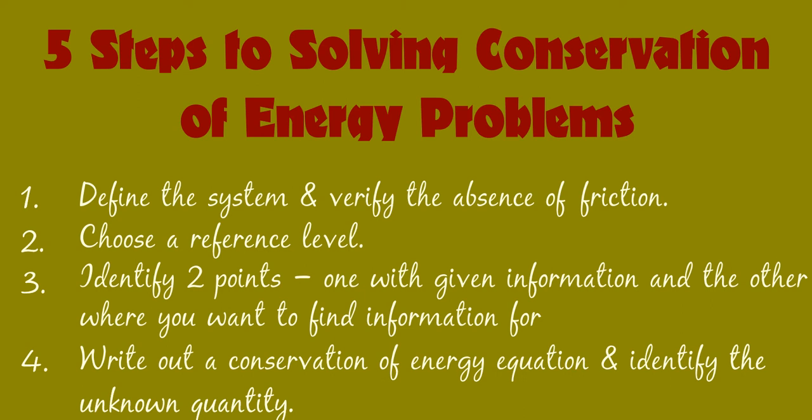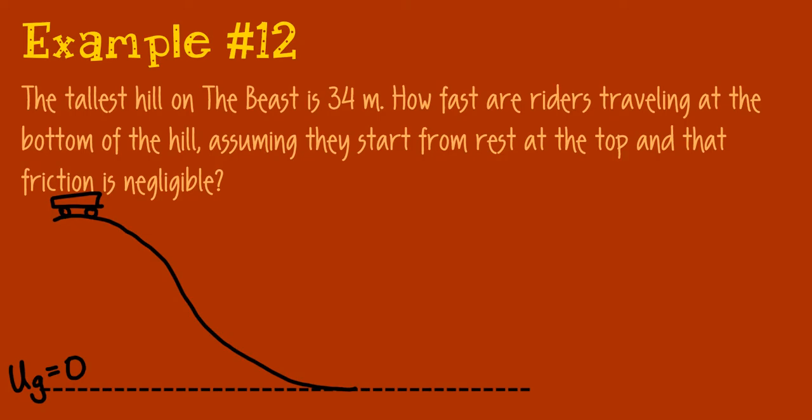Step 3, identify 2 points, one with given information and the other where you want to find information. So I'm told how high that hill is. That's this height here, 34 meters. Since I'm given information at that point, I'm going to call this my initial point. And then it's asking how fast the riders are traveling at the bottom of the hill. Since this is a point where I'm looking for information, this will be my final point.